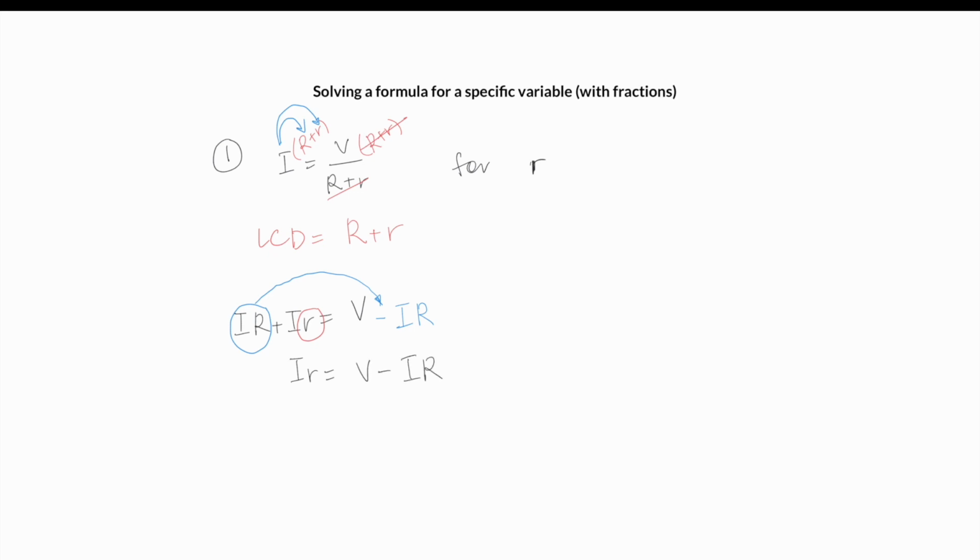I still want my little r by itself, and to get that, I will need the I removed. And to remove the I, I will do the opposite of however it's attached to my r, which is multiplication, so I will be dividing. This will cancel the I's next to the little r, leaving me with lowercase r equals V minus I R all over I, and this is our answer. Our r is by itself. Let's look at the second example.